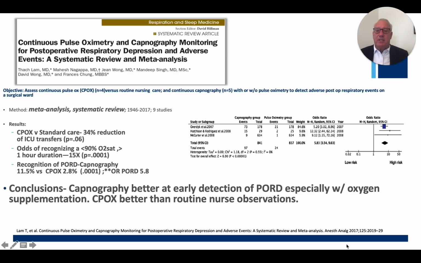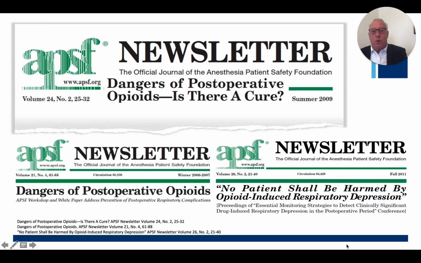Then the recognition of a significant hypoxemic event was improved 15 times. But when you looked at the recognition of postoperative respiratory depression with the addition of capnography, we found 11.5% versus 2.8%. As the conclusion of this meta-analysis suggested, capnography was better at early detection of postoperative respiratory depression, especially in patients with oxygen supplementation, but continuous pulse ox was clearly better than routine nurse observations. And none of this should come as a surprise based on data we saw back in 2004 on the impacts of oxygen to patients and its ability to suppress our detection of hypoventilation.